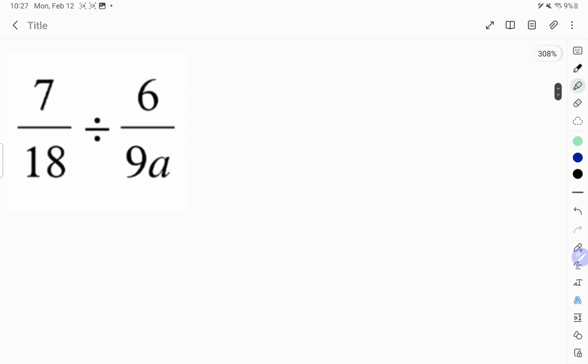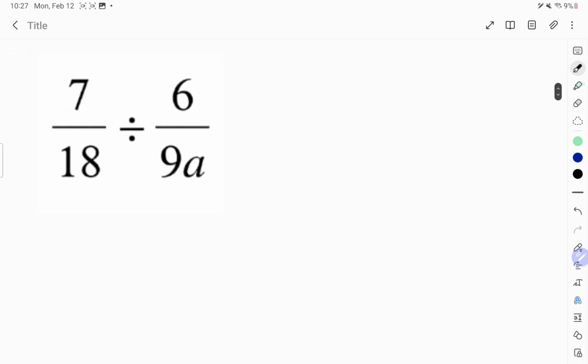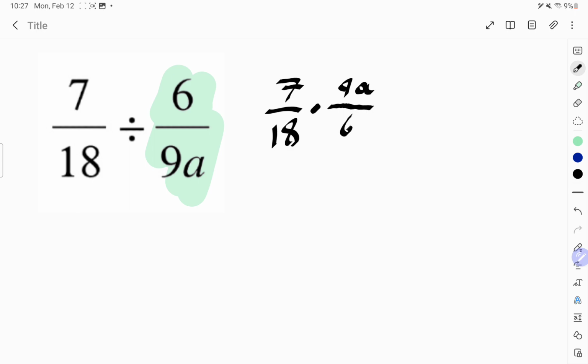Same steps. We're going to do the reciprocal of the second fraction. So 7 over 18 stays. And then we're going to change division to a multiplication sign. And it's going to be 9 over 8, or 9a over 6. Second step, combine your fractions. So I'm going to do one big fraction. So multiplication sign here, multiplication sign here.